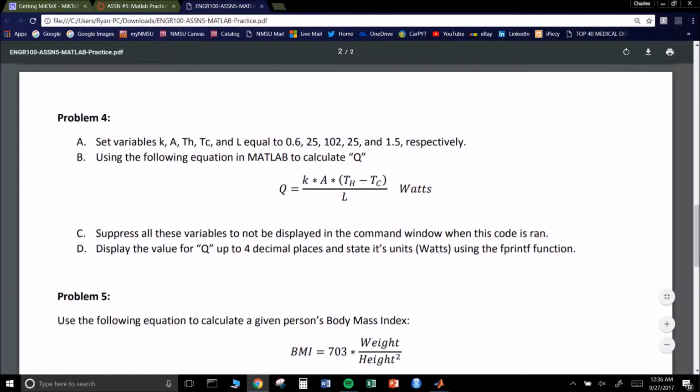But I want you to put all these variables into MATLAB with their respective values, and put this equation in MATLAB. The most important thing is I want you to display the value for Q up to 4 decimal places and then state its units in watts using the fprintf function.